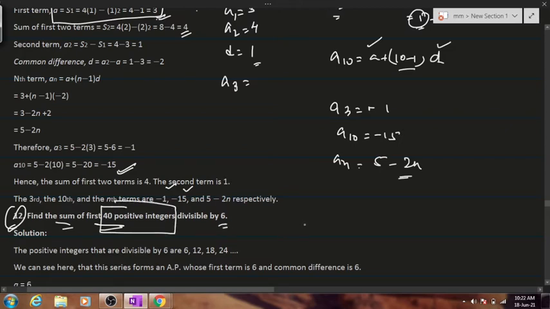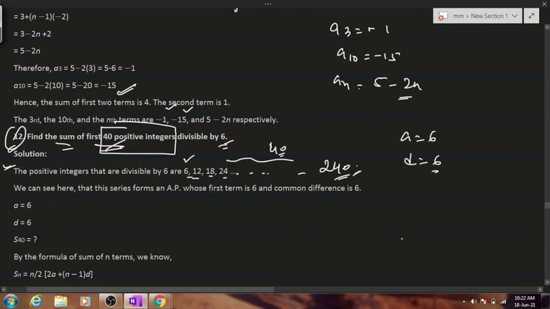So the first positive integer divisible by 6 is 6. You'll have to write these things. It's 6, 12, 18, 24 and goes on till 40 terms. So the last term also you can calculate easily: 6 into 40, 240 will be the last term. So can we calculate the sum here? Your a becomes 6, d also becomes 6. Can we calculate S40? Yes or no?